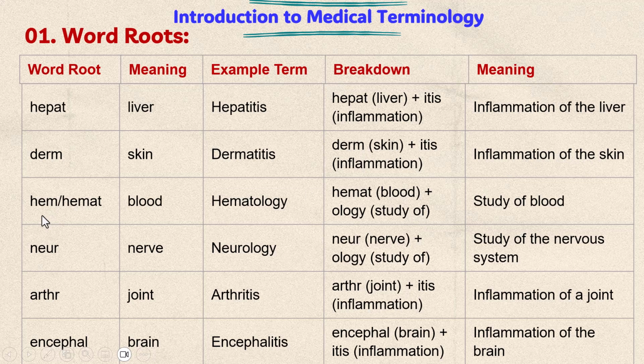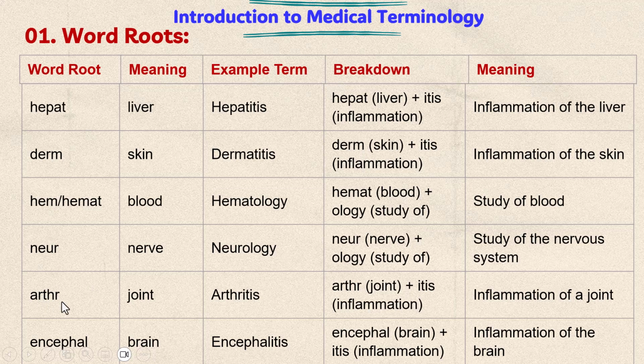Other word root is hem or hemat. The meaning is blood. For example, hematology. So here the breakdown is hemat is blood, ology is study. So study of blood. The word root is neuro. The meaning is nerve. So for example, the term is neurology. Here, neuro is nerve. Ology means study of. So full meaning is study of the nervous system.